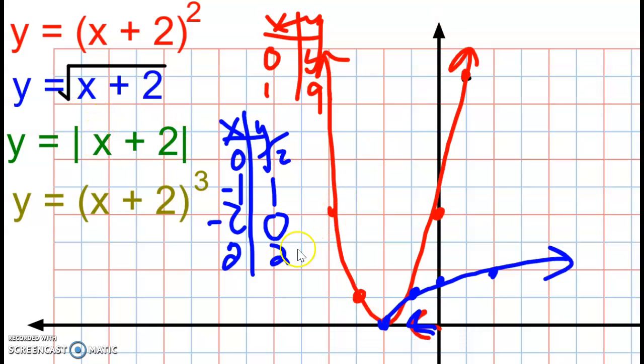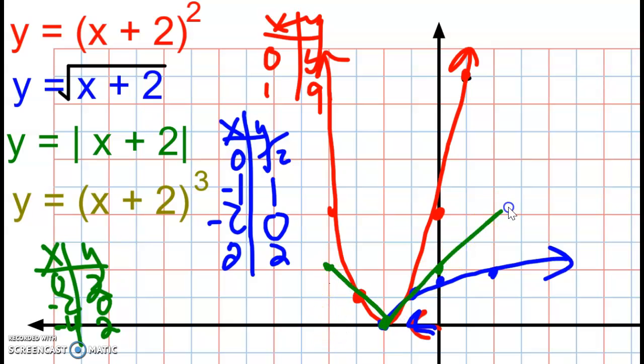Absolute value of x plus 2. Let's see, let's do some green down here. 0, I get 2. Negative 2 plus 2 is 0. Absolute value of that's 0. Negative 4 plus 2 is negative 2, but the absolute value, that's positive 2. So negative 4. Okay, so I'm seeing my v. And again, it's a v just like it was before, but I'm shifted to the left 2.